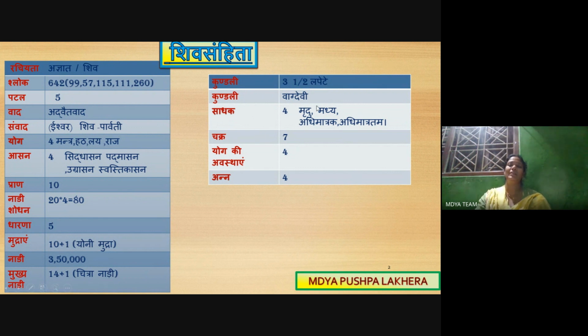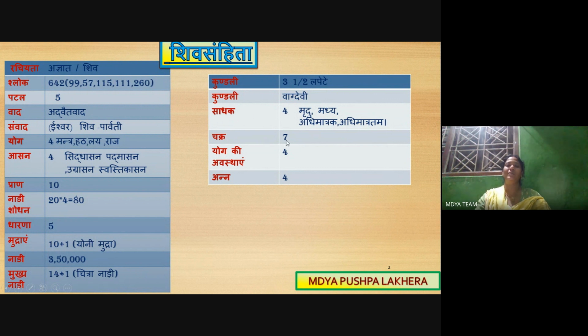Mrudu means the lower quality of the sadhak, and Madhya means the middle one, who is a little bit higher than the lower and a little bit below the higher level. So Adhimatra means the higher level, and Adhimatratam means the more higher person who is doing the different types of sadhana. So they are categorized, it is 4.